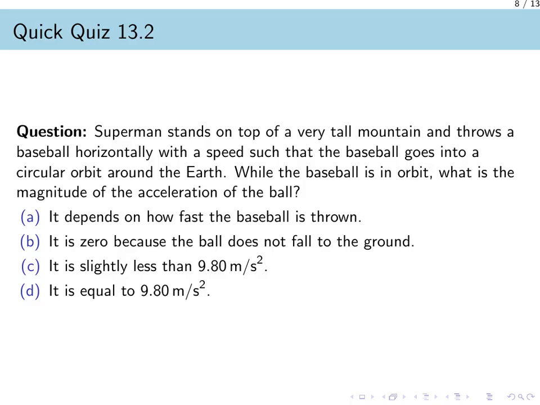The problem states the baseball is on a very tall mountain, meaning its altitude is significantly above sea level. Because the baseball is orbiting at an altitude above the surface, its acceleration must be slightly less than the 9.80 meters per second squared we experience at the surface. Therefore, the correct answer is. It is a common mistake to think there is no acceleration in orbit, but without it, the baseball would fly off in a straight line.